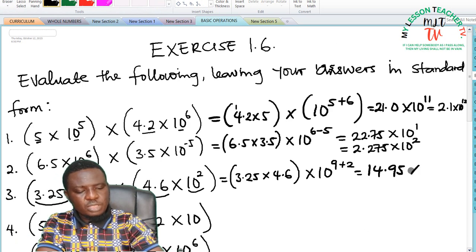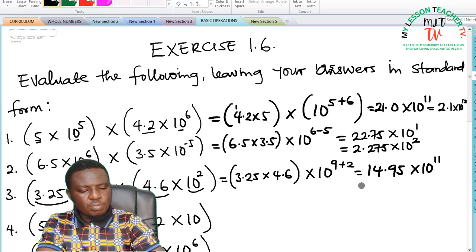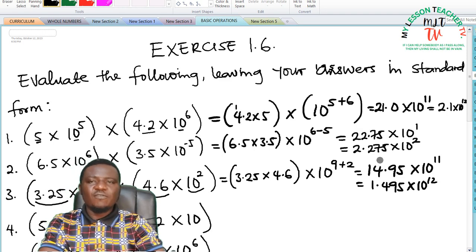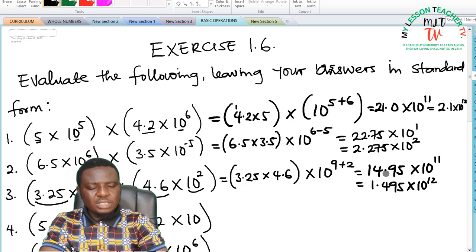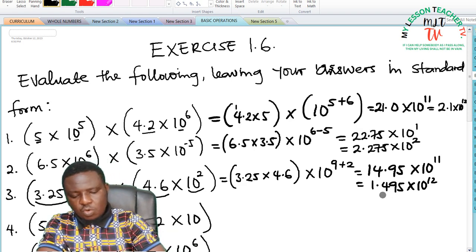So this is 14.950 times 10 raised to the power of 11, but this is simplified to be 1.495 times 10 raised to the power of 12, because we have moved the decimal point one step to the left.